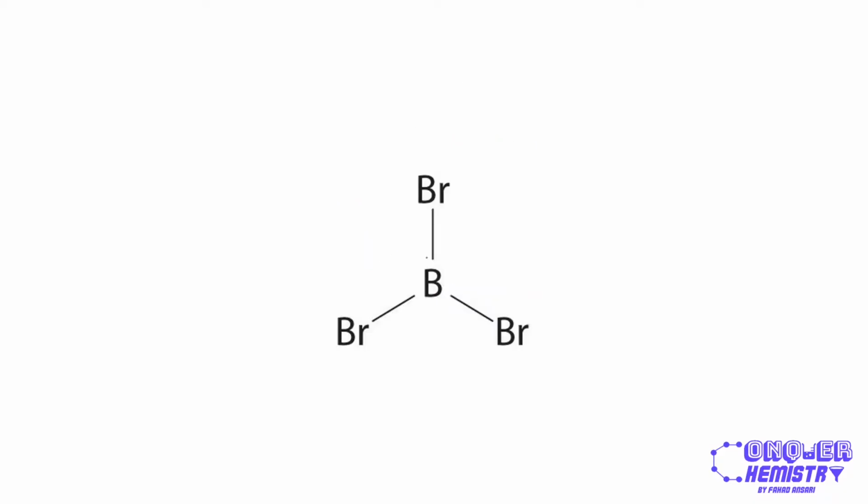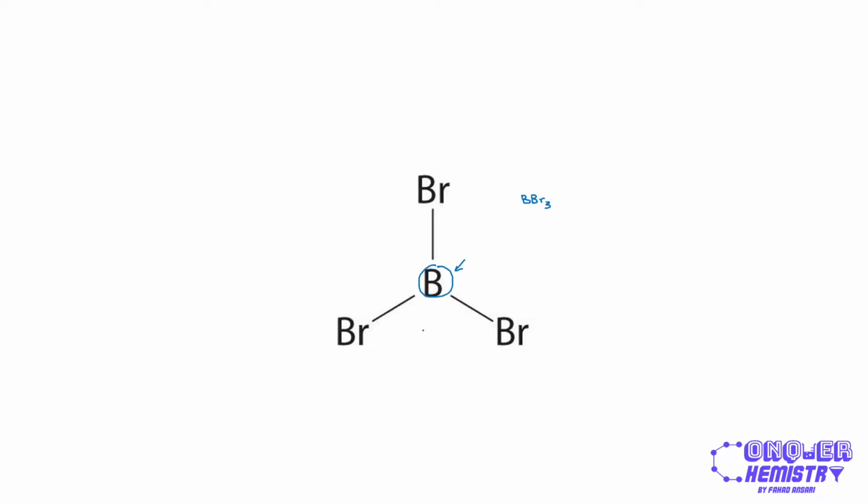Now, this molecule over here is boron tribromide, BBr3. And over here, the boron atom in the center, this guy is the center atom. And it is bonded to three bromine atoms. So over here, you can see that the boron atom has 3 bonds around it and no lone pairs.